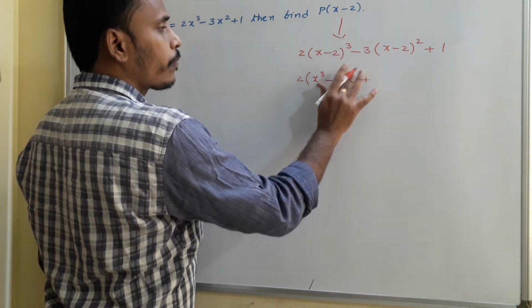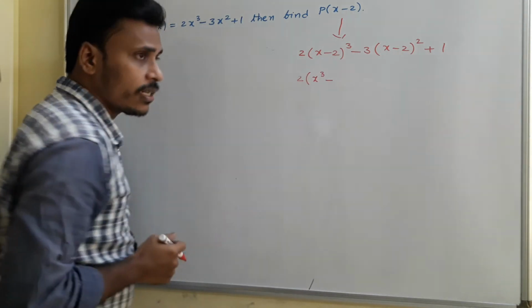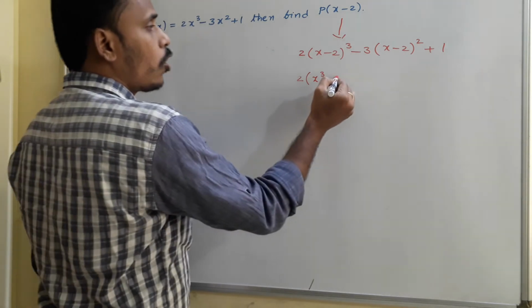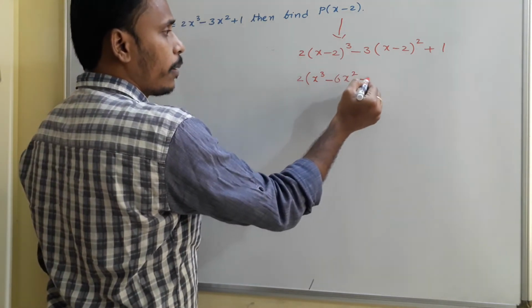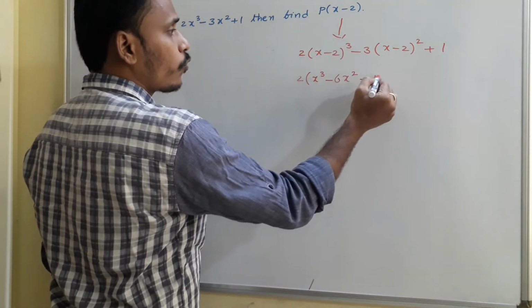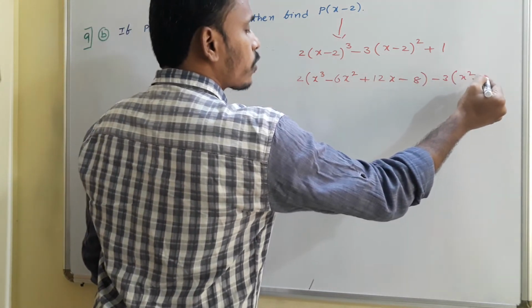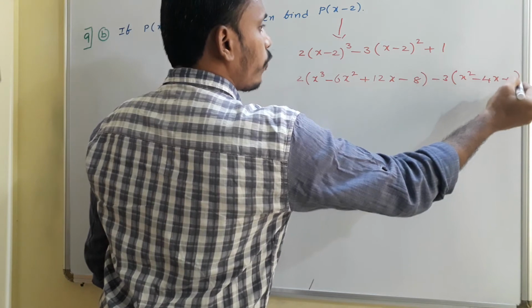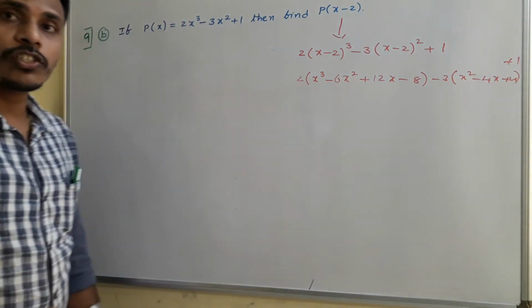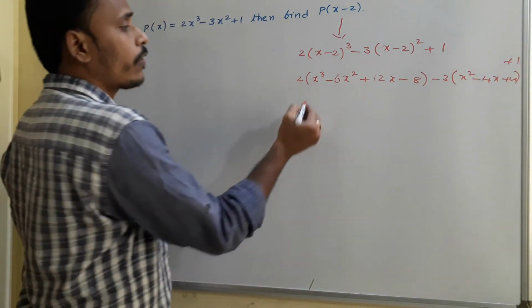Yeah, what I need to say? x cube minus 3a square b. Okay, so then 6x square plus 4 3s is 12x minus 8, minus 3 into x square minus 4x plus 4, plus 1. You just try to simplify. If you simplify, what will happen?